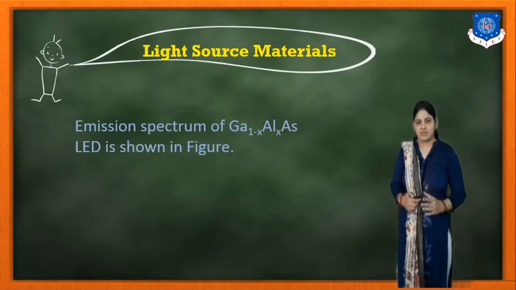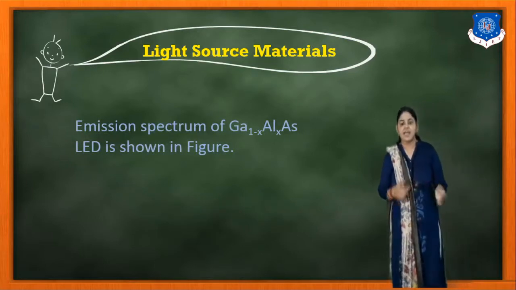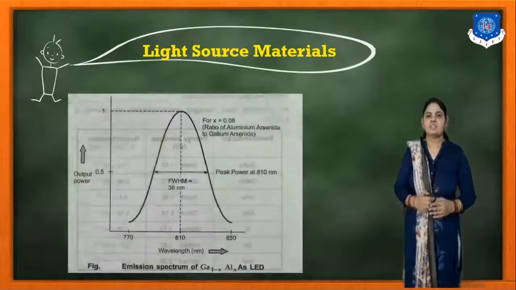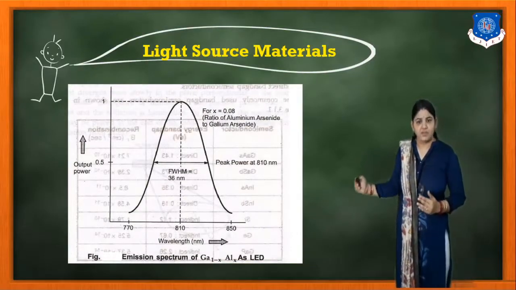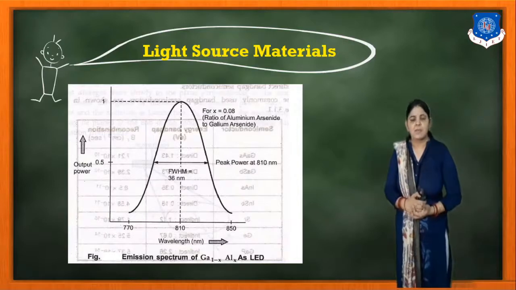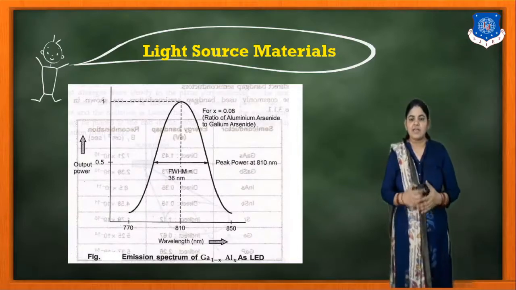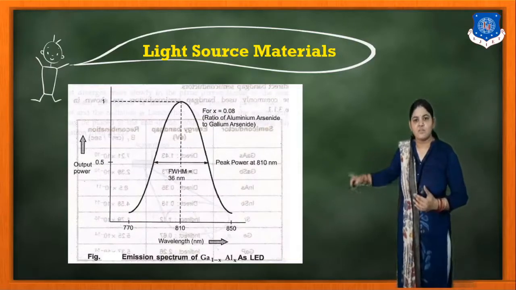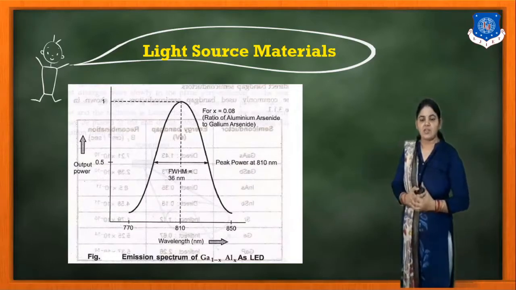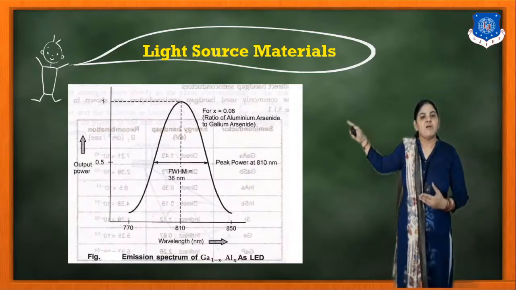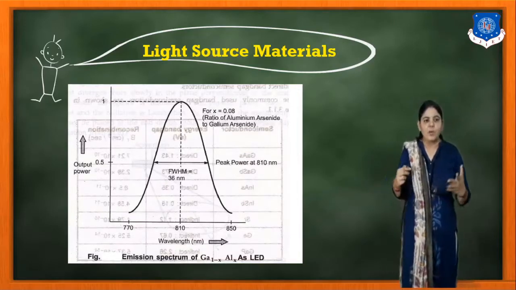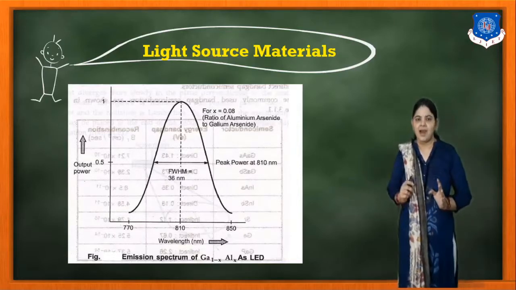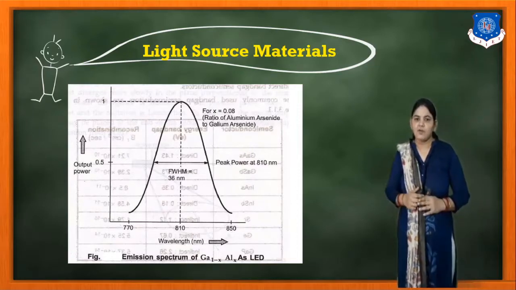Now the emission spectrum of the Ga(1-x)Al(x)As LED is shown in this diagram. Here the x-axis is the wavelength, and on the y-axis there is the output power. The peak power is at 810 nanometers for x equal to 0.08, the ratio of the aluminium and the gallium arsenide, as we can find over here.